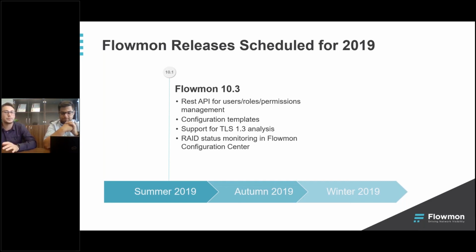Yeah, so it's hard to beat that, but we have some more support for TLS 1.3 analysis. So in this way, we are expanding our encrypted traffic visibility. We are updating some fields that we are able to capture with regard to the new standard. This will be part of Flowmon 10.3.